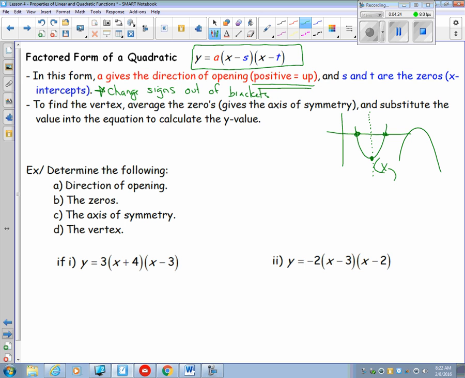And to figure out the y part, I can use my function notation and get the y that goes with it. Plug it back in, see what happens. We're going to try some right here, just to remind ourselves of how this stuff works. Okay, so look at this first example.